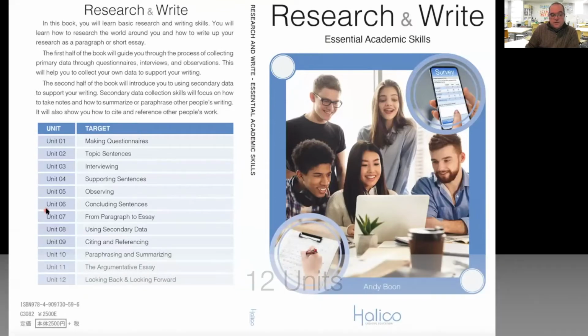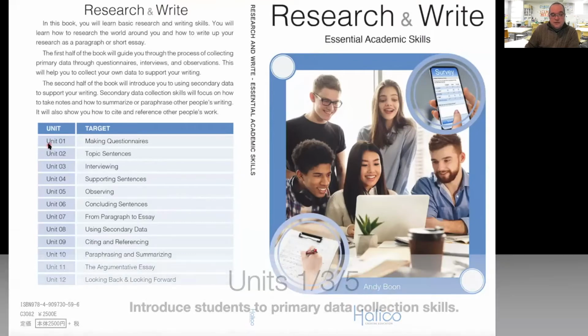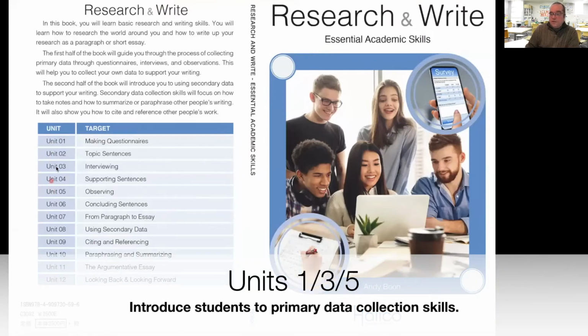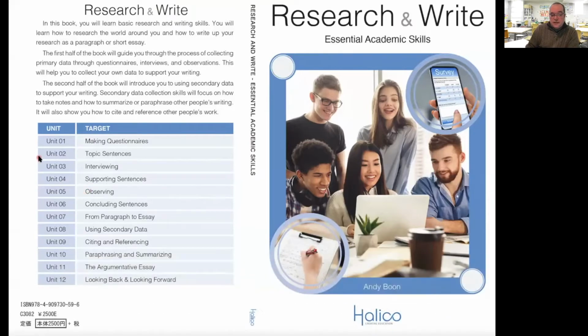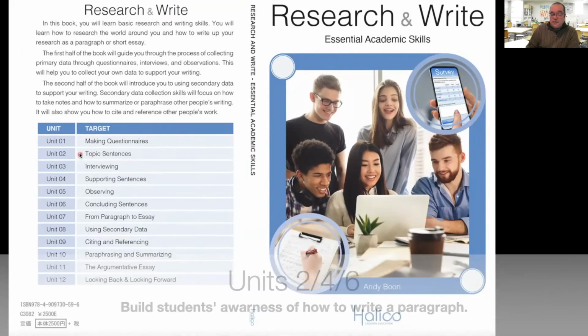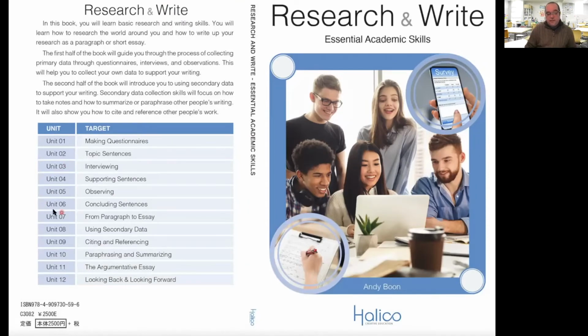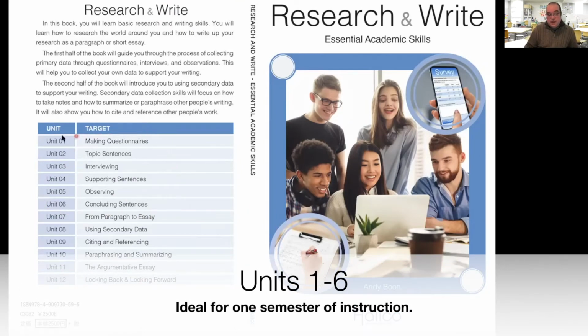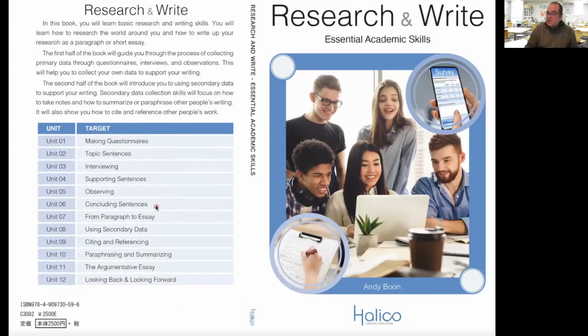Let me focus on units 1 to 6. In units 1, 3, and 5, we introduce students to primary data collection skills. For example, how to make a questionnaire, interview people, and do guided observations. In the even units 2, 4, and 6, we build students' awareness of how to write a paragraph. So students are writing at the paragraph level, and this would be good for one semester of instruction if you so wished.